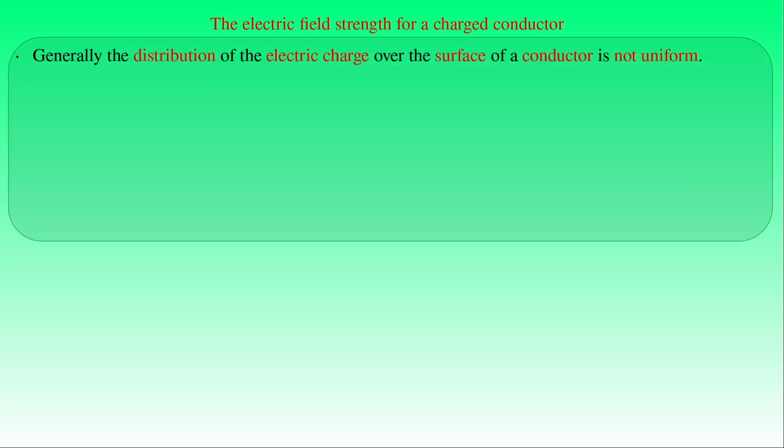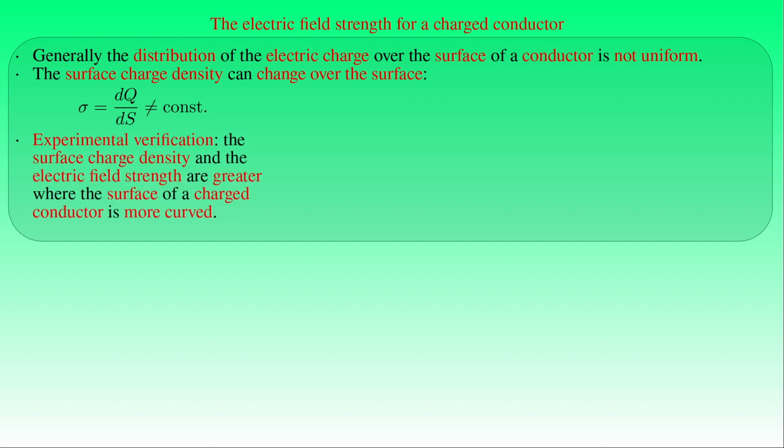We have studied the electric field due to a uniform surface charge distribution in a conductor. In the most general case, the distribution of electric charge over the surface of a conductor is not uniform, that is, the surface charge density sigma, defined by the derivative of the charge Q with respect to the surface area S, can change over the surface. We can experimentally verify that the surface charge density and the electric field strength are greater where the surface of a charged conductor is more curved.